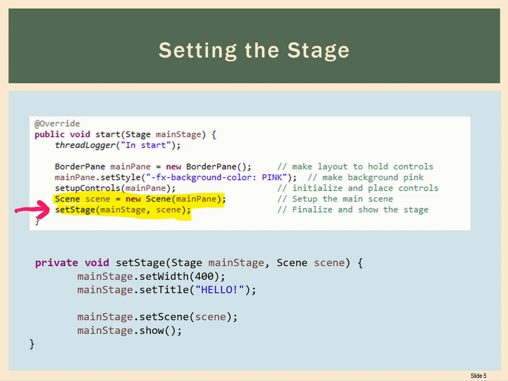Now we want to set the stage, and that's the last thing we'll do, and we'll call our last private static method setStage. So you can see here, one thing I'm doing is I'm setting the width. So my window is going to be 400 pixels wide. Here we set the title to be hello, and you'll see that in the title of the window. And in this line, this is where I take the scene and assign it to the main stage.